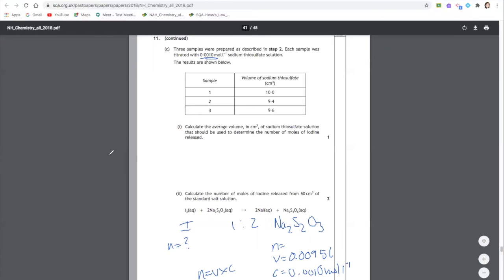So that comes out as 9.5 times 10 to the minus 6. Because it's a 1:2 ratio, that means you're going to have half the amount of iodine, so that would be 4.75 times 10 to the minus 6 moles.